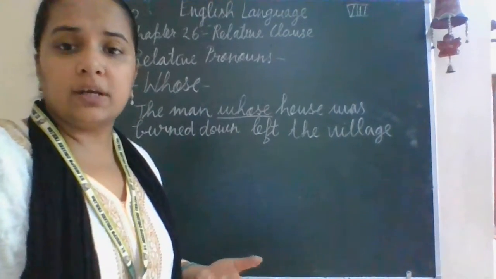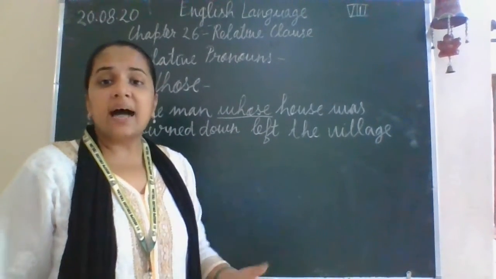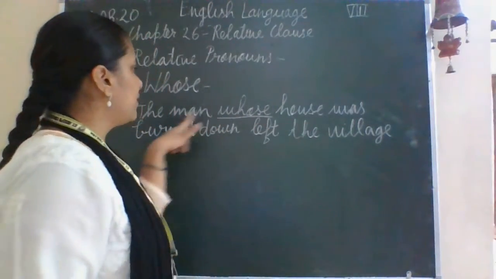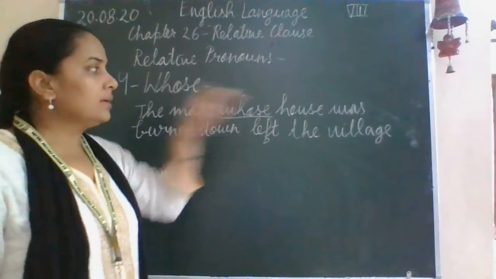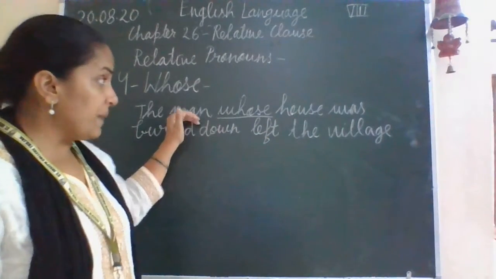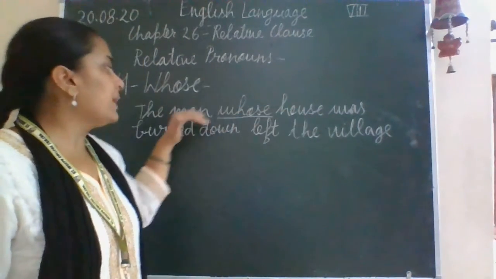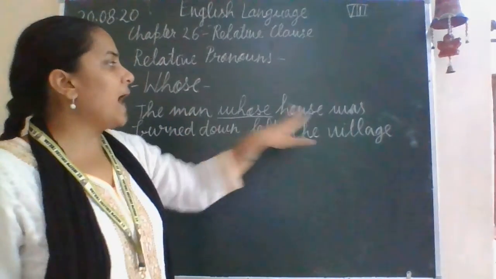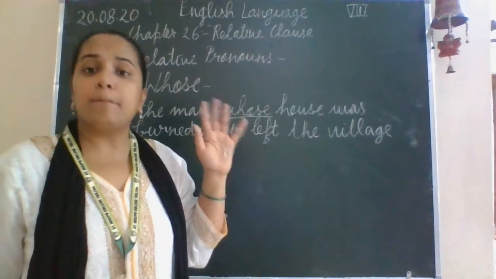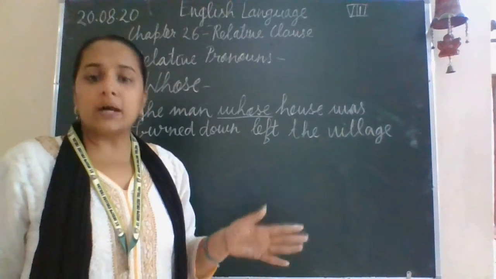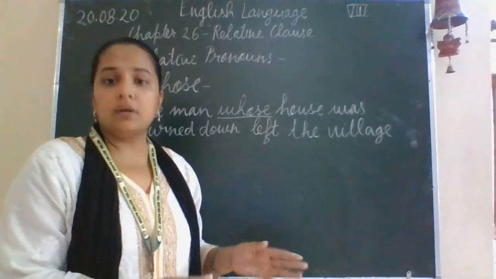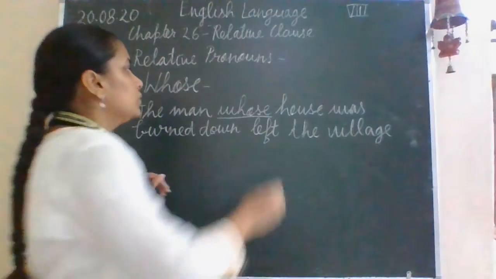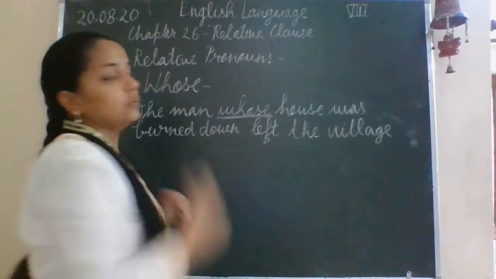What is possession? It denotes the possession, that the particular thing belongs to you. So the house belongs to this man. The house was possessed by this man. So to show the relation of the possession between the man and the house, we have used the relative pronoun whose.